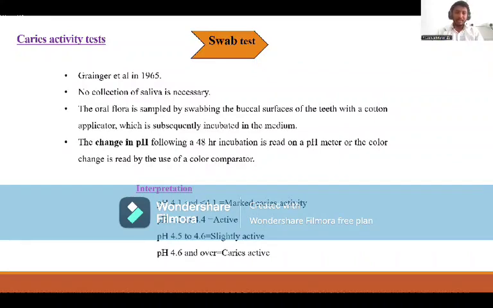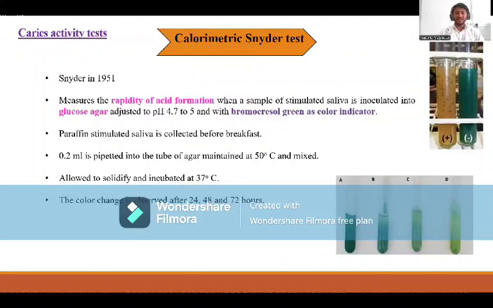So, the interpretation of this test: if pH is 4.1 or less, it is considered marked caries activity. If pH is 4.2 to 4.4, it is considered active caries activity. If pH is 4.5 to 4.6, it is considered slightly active, and if pH is over 4.6, it is considered caries inactive.